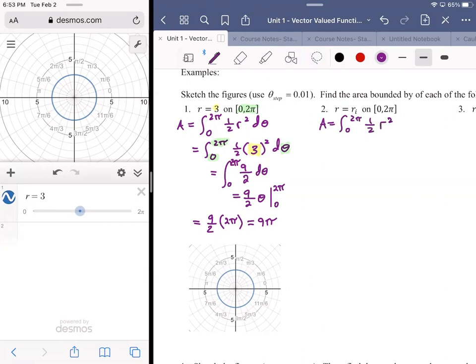1/2 again r squared d theta. But this time, we can't replace the r with a number other than some unknown constant. So I would say 0 to 2 pi, 1/2 r sub I squared d theta. Increase the exponent by 1, divide by a new exponent. Oh, actually, sorry, it's constant. So 1/2 r sub I squared theta over the interval of 0 to 2 pi.